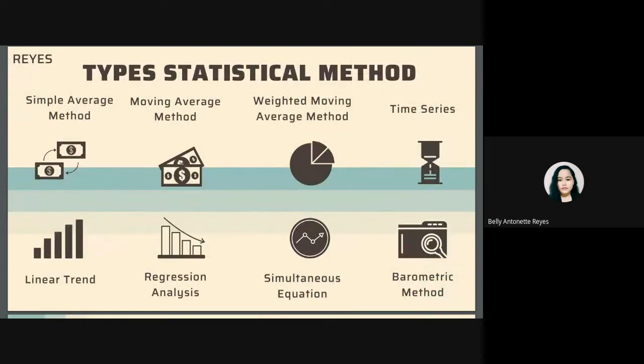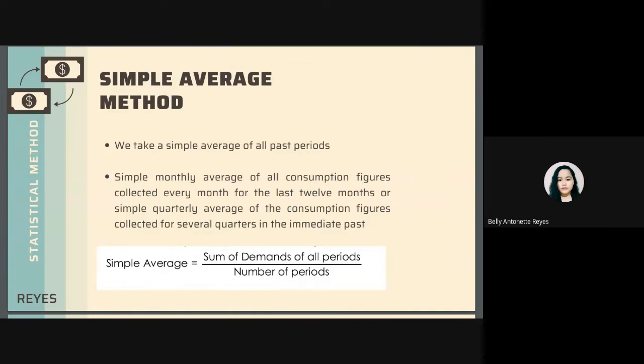These are the different methods under the statistical method or the quantitative technique. We have the simple average method, the moving average method, the weighted moving average method, the time series, the linear trend method, the regression analysis, the simultaneous equation method, and the barometric method. Next slide, please.